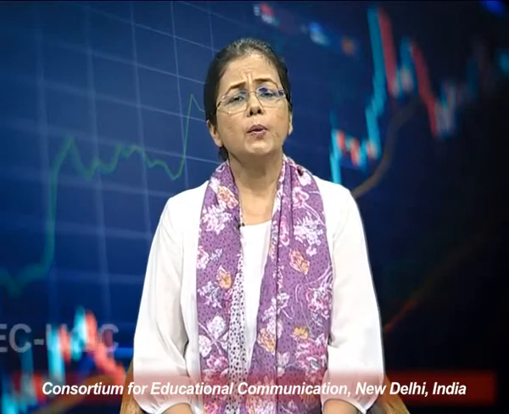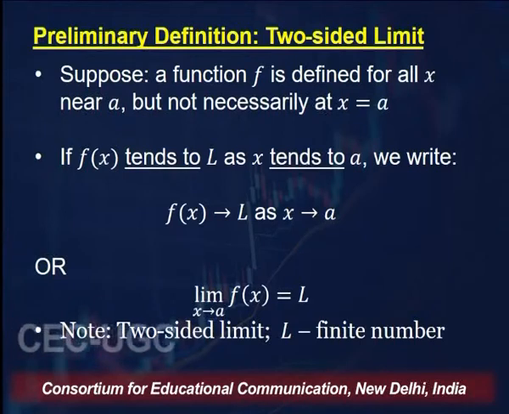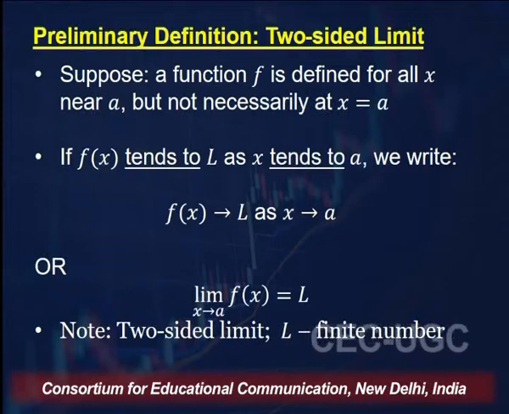This is, in fact, the preliminary definition of the two-sided limit. What we are talking about here is, let's suppose we have a function f, which is defined for all values of x near the point a. So the function may or may not be defined at x equal to a, that does not matter. It is defined for all values of x near a.